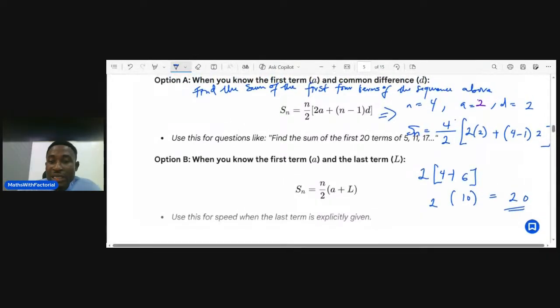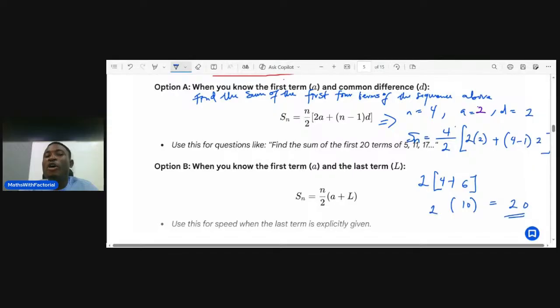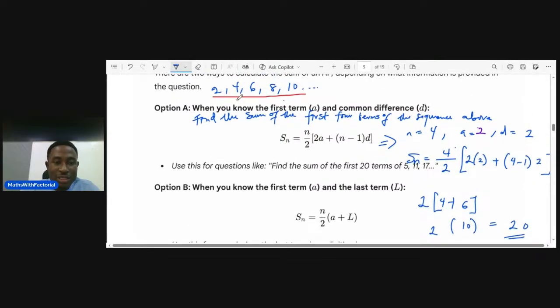It's simple. The question says find the sum of the first 4 terms of this particular sequence. This is the sequence on the board here. So let's do it manually. What are the first 4 terms? 2, 4, 6, and 8, isn't it? So let's add them together and see whether we get 20. 2 plus 4, 6. 6 plus 6, 12. 12 plus 8, 20. Can you now see? Simple as ABC. Just substitute your values and you're right.